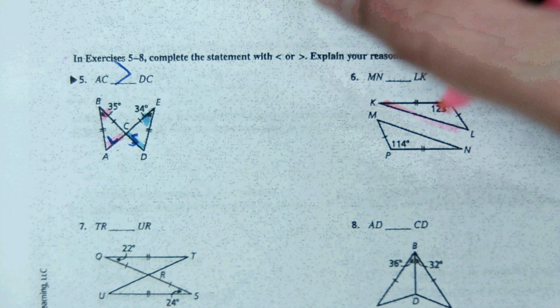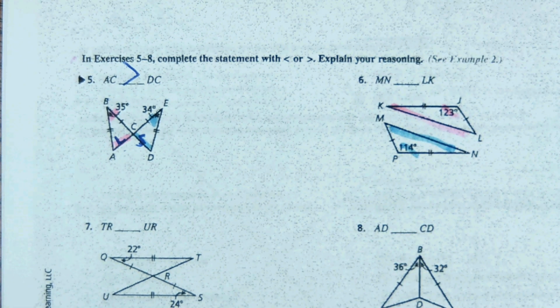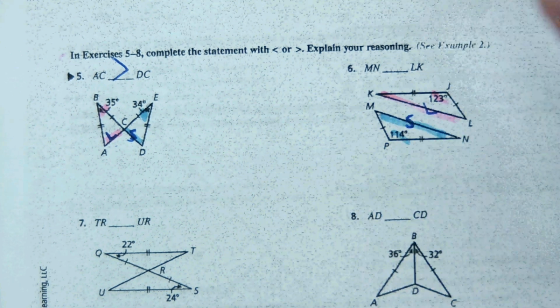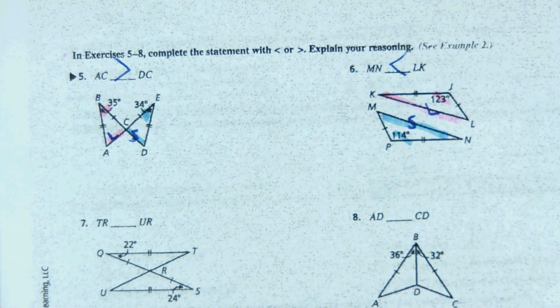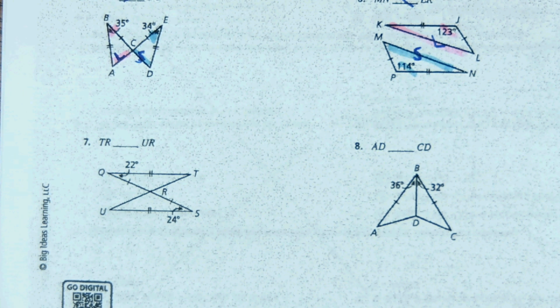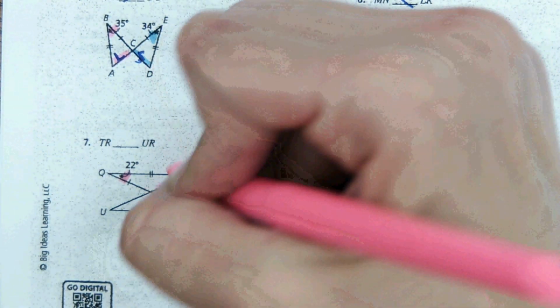Number 6, same idea. This corresponds with this. This corresponds with this. 114 is smaller, so this would be shorter. This would be longer. And then MN is less than LK.